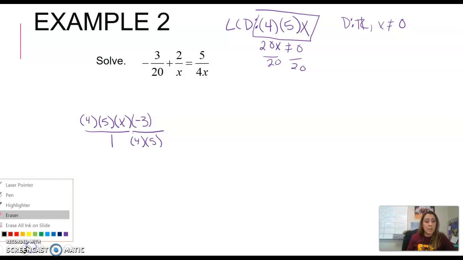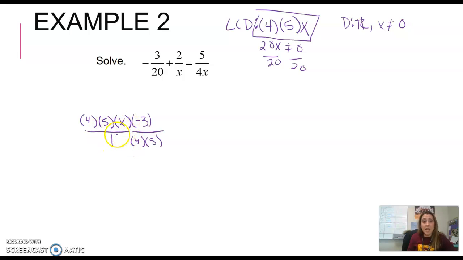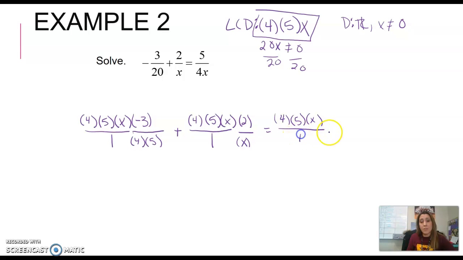So this right here is my least common denominator. That's right there, multiplying. Then I have my plus, and I'm going to do it all over again. I'm going to do 4 times 5 times x times 2. This one's all over 1, and this one's over x. Okay? And it's all going to equal, I'm going to do it again, 4 times 5 times x over 1, all over, so multiplied by 5 over 4x.